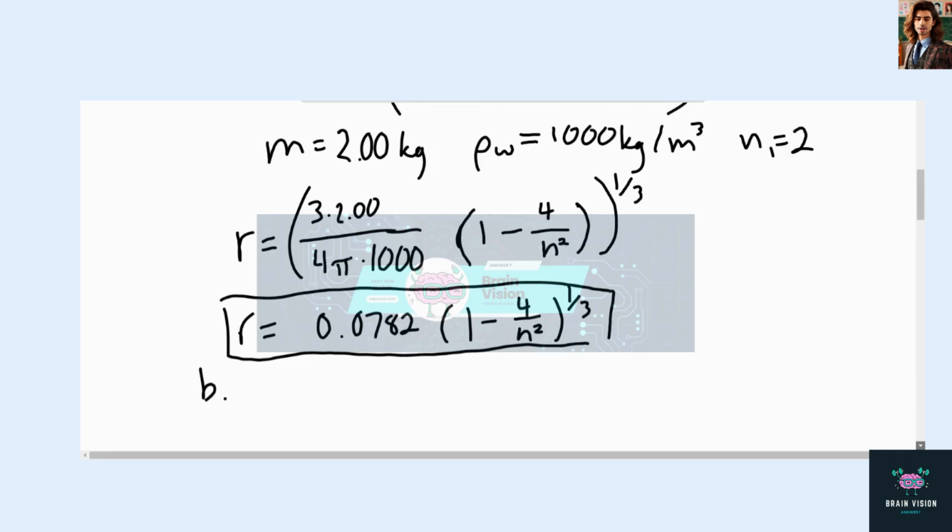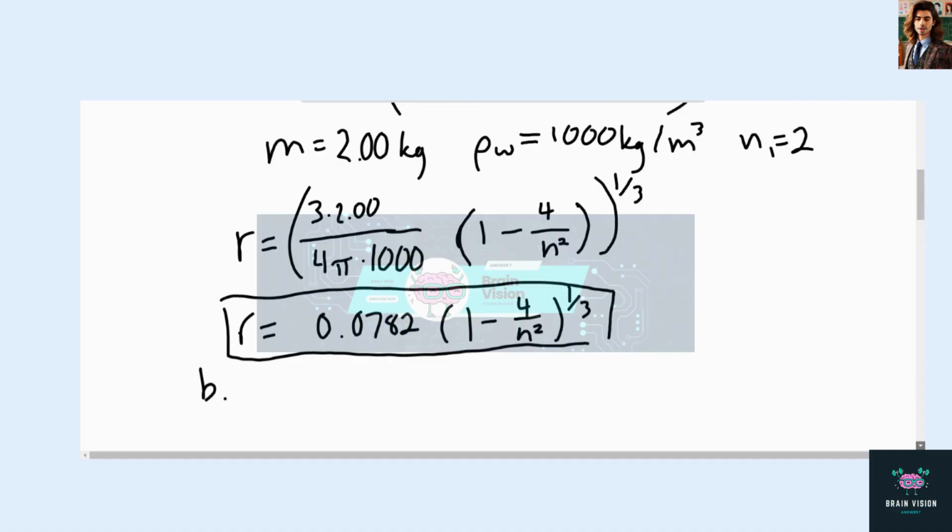And then we go to n equals 2. Then you'll have 1 minus 4 over 2 squared. So you'll have 4 divided by 4, which is 1. 1 minus 1 is 0. 0 to the 1/3 is 0. And then you have 0.0782 times 0. So then your radius is 0, and that doesn't work either, because we're told specifically not zero radius.